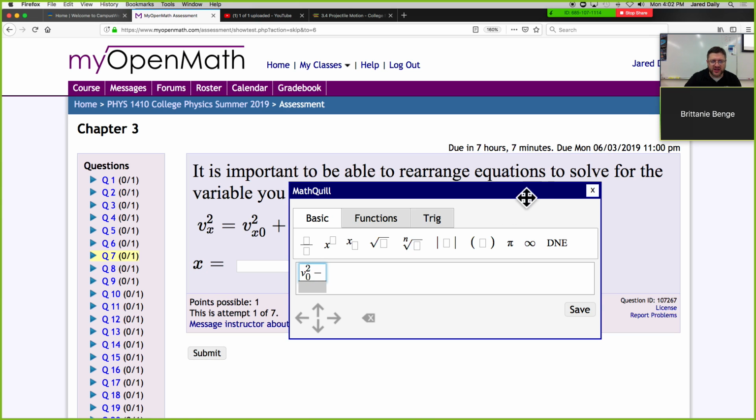Oh, it's actually the other way around, right? I made a mistake. It's going to be V sub x squared minus V x naught. So I'm going to change that. This one, I'm just going to get rid of that.